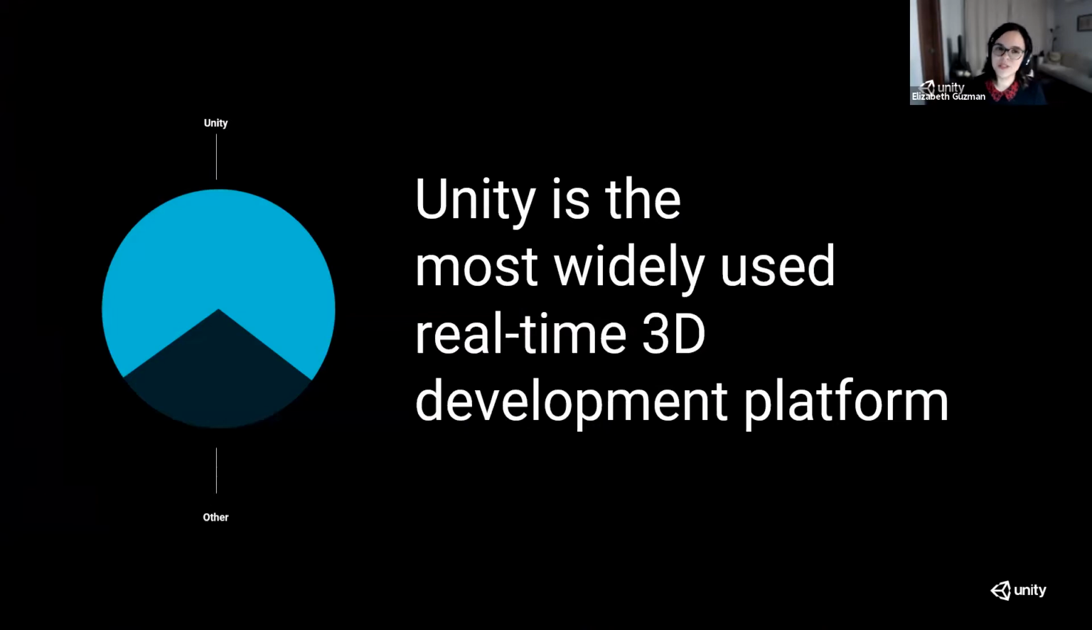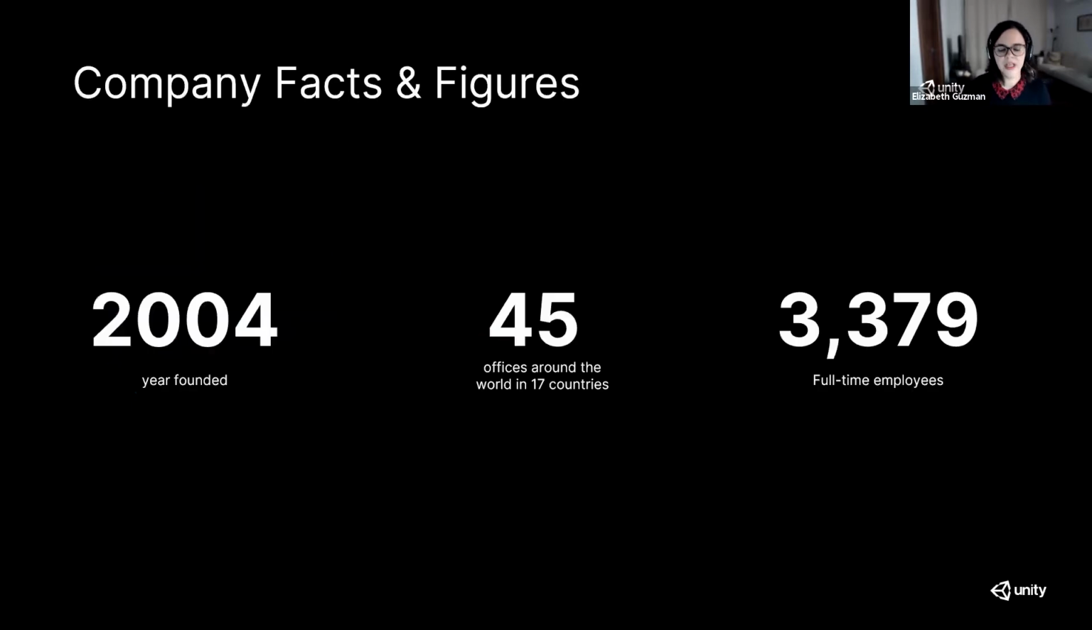To start, for those of you who do not know, Unity is the most widely used real-time 3D development platform in the world, where we enable anyone, from emerging creators to global companies in AEC, manufacturing, and automotive, with all the different tools that they need to create, operate, and monetize experiences in the real-time world. We were founded in 2004, and we have a global presence with about 45 offices in about 17 countries, and about 3,500 full-time employees today.